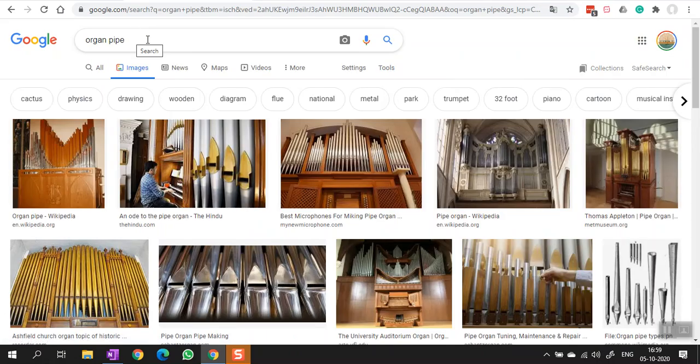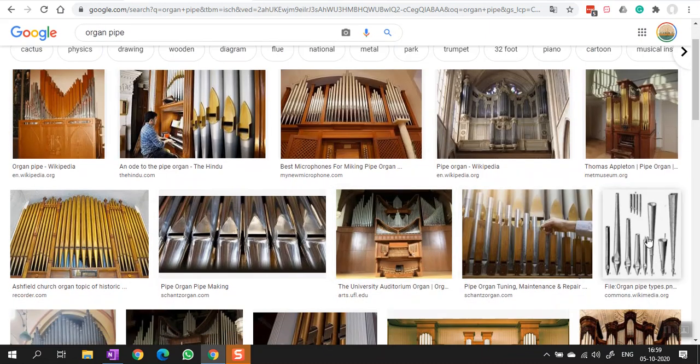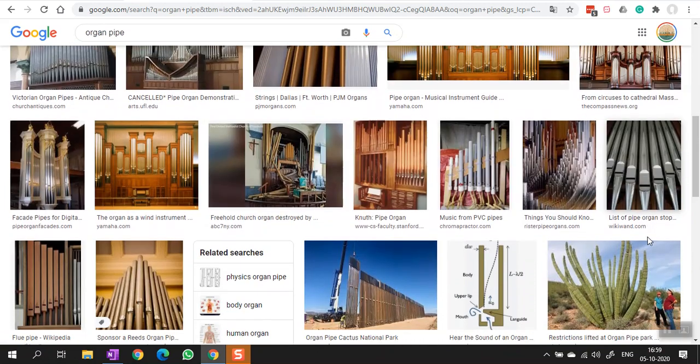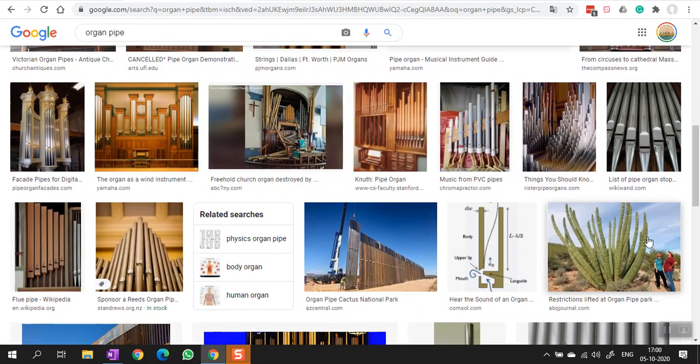To ye churches mein hota hai. Aise organ pipe hota hai. Ye to bahut bade organ pipes hai. Chote bhi hota hai. Ye dekho. Ye chote se organ pipes hai. Alag alag size ke aate hai. Ye organ pipes basically sound produce karte hai alag alag frequency ka.